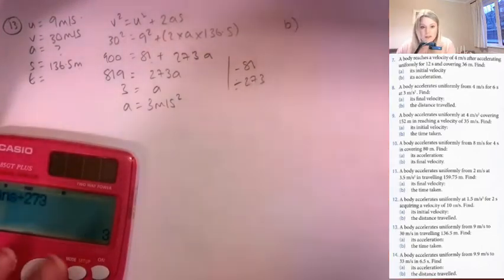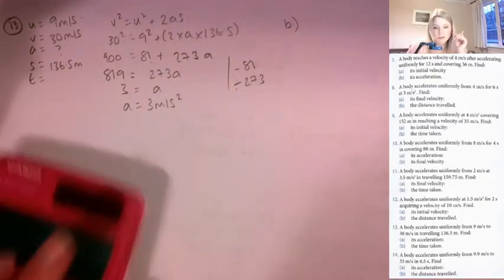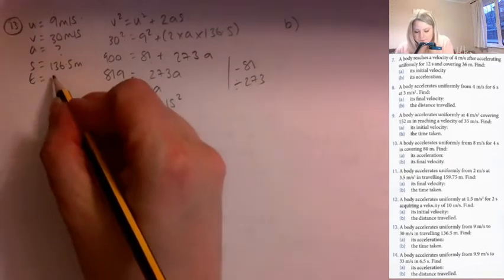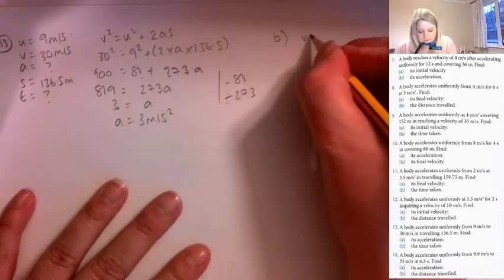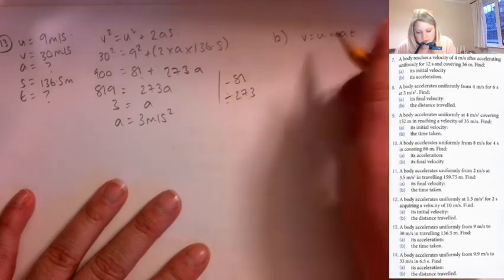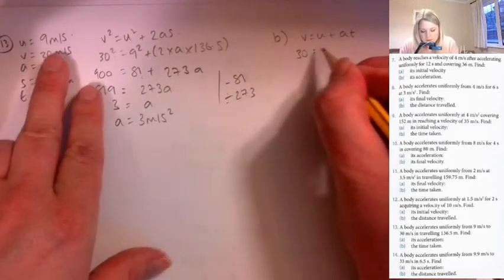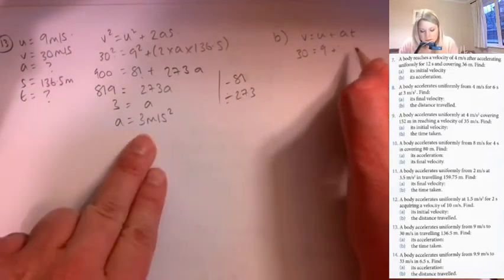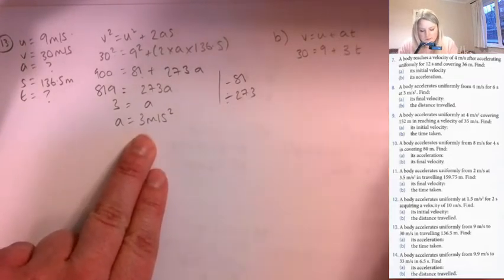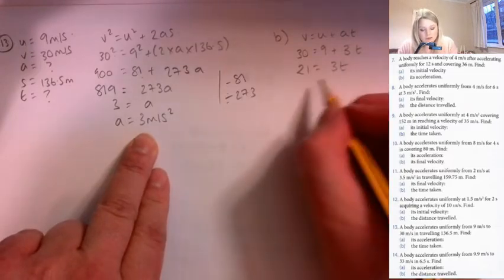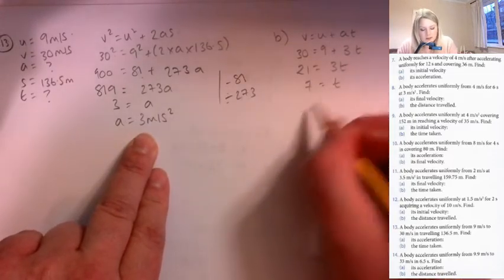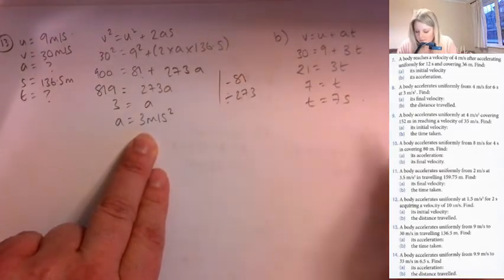Part B then must be asking us for the time, is it? Yeah, the time. Let's go v equals u plus at. So v is 30, u is 9, a we've just figured out is 3, so 3t. If I take 9 away from both sides, I get 21 equals 3t. Divide by 3, I get t is 7 seconds.